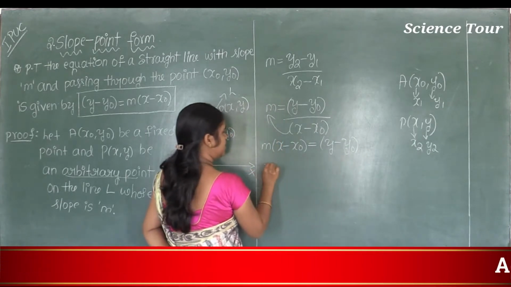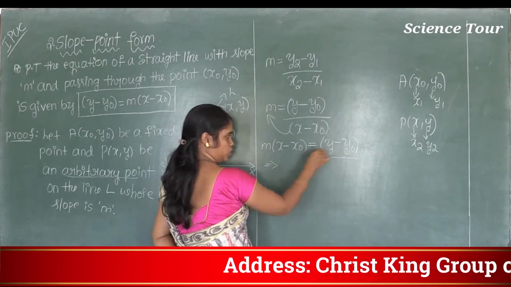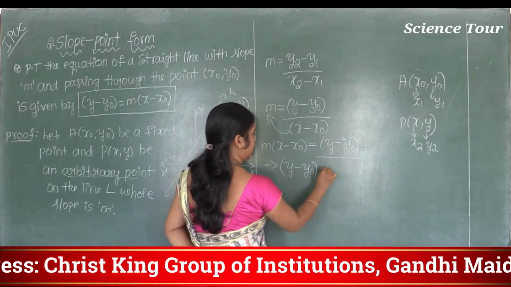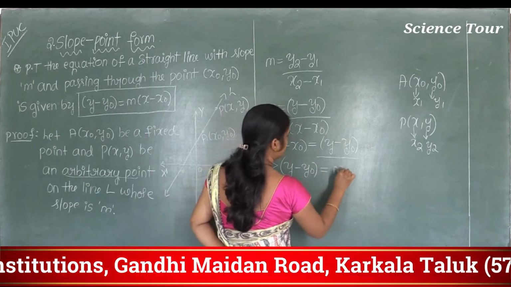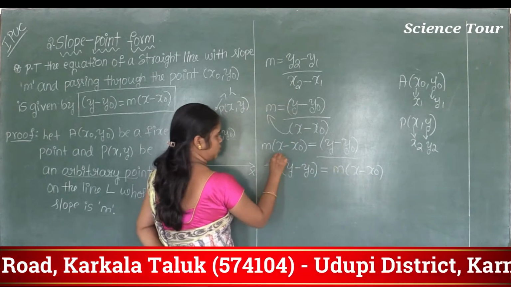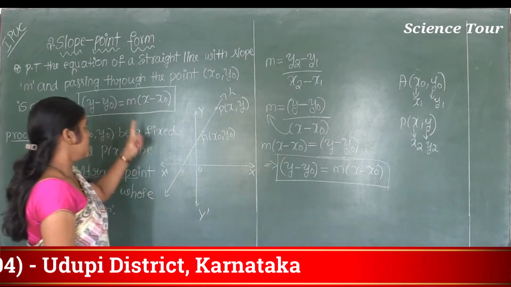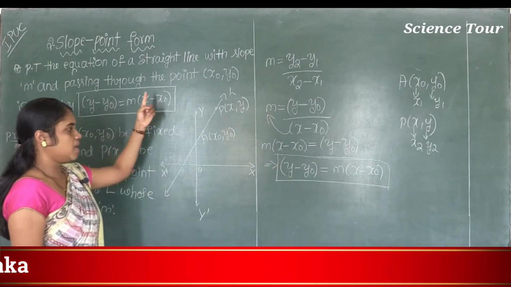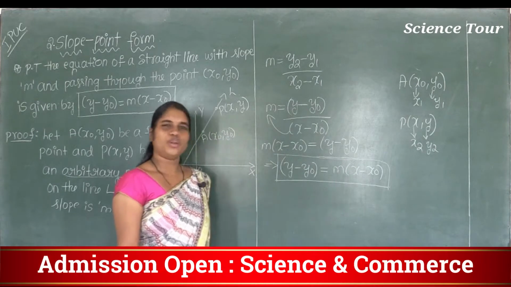The same equation can I write like this. First I'll write the right hand side term. What is the right hand side term? y minus y0 equal to, next I will write the left hand side term, that is m into x minus x0. So this is actually what we have to prove. Just see here, y minus y0 equal to m into x minus x0. This is our result. So this is a short proof.